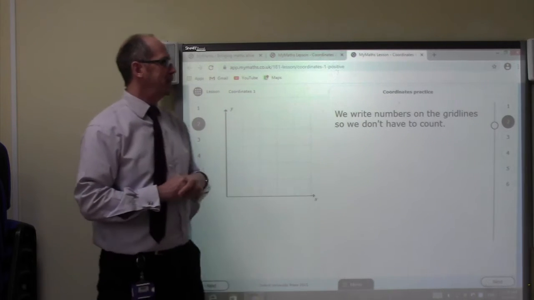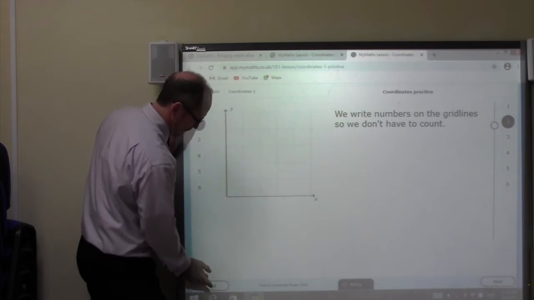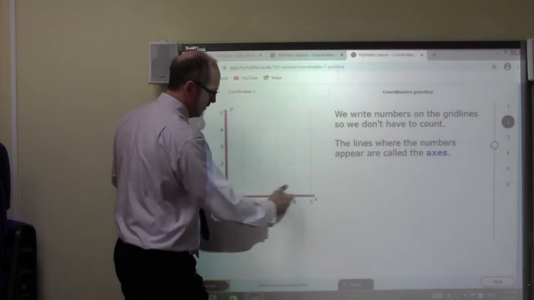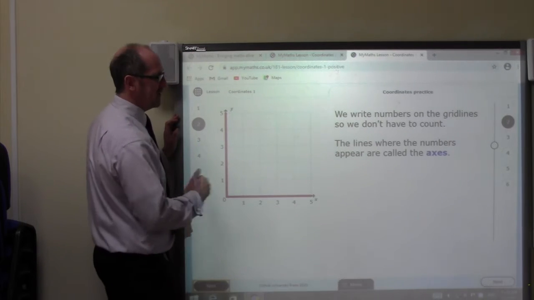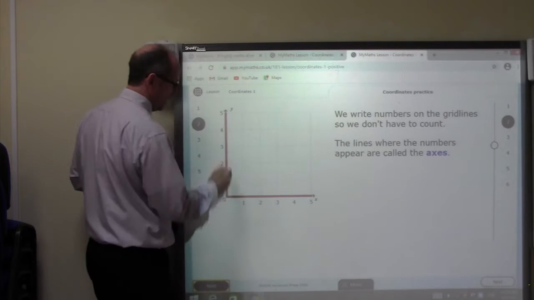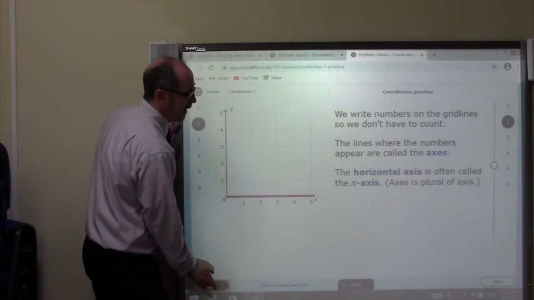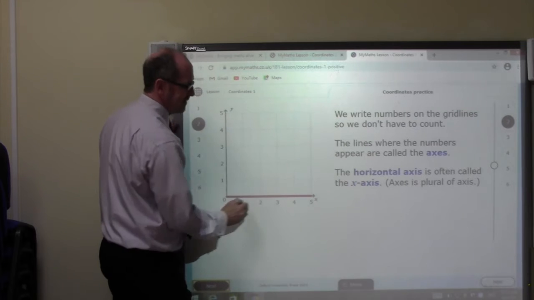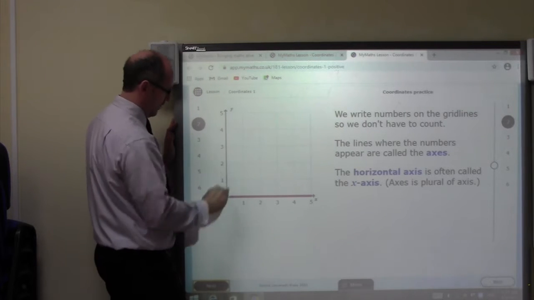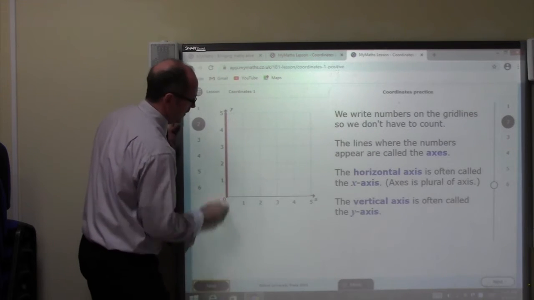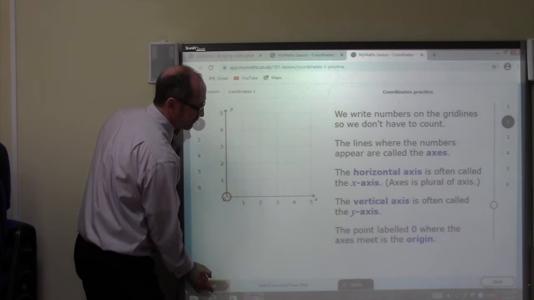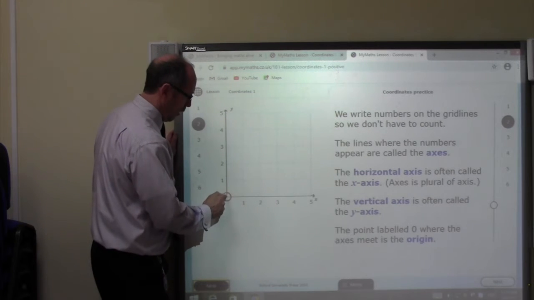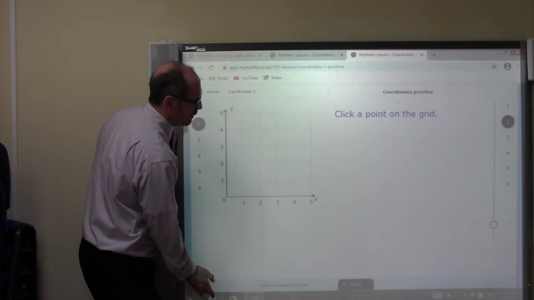So we write numbers on the grid line so we don't have to count. I'm hoping you can see this. So we go across here. The lines where the numbers appear are called axes. The horizontal axis is called the x-axis. And the vertical one is the y-axis. The point labelled 0, where the axes meet, is the origin. Don't need to know that really, but we'll carry on.